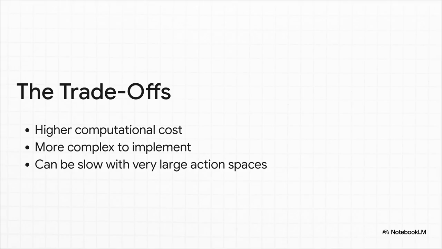But hey, let's be real. No solution is perfect. All of this amazing flexibility, it does come at a price. Managing all these possibilities takes more computational horsepower, and it's definitely more complex to program than a simple linear planner. If you have a problem with a truly massive number of possible actions, it can start to slow down. It's really a trade-off between raw speed and smart adaptability.